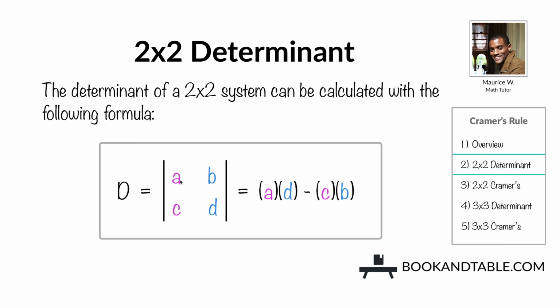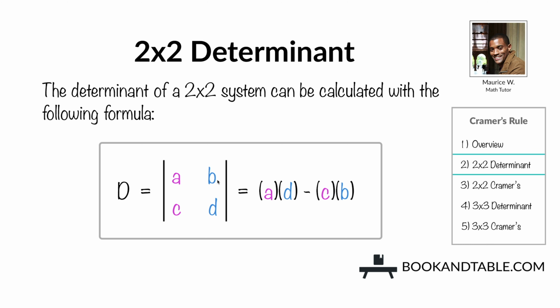And the formula is we take the number that is in the first row, column 1, and we multiply it times the number diagonally down to the right here. So we would be multiplying A times D. And then we subtract the product of the number that's in the second row and first column times the number up and to the right, which would be row 1, column 2. So we wind up multiplying C times B, giving us AD, multiplying down to the right, minus CB, multiplying up to the right.